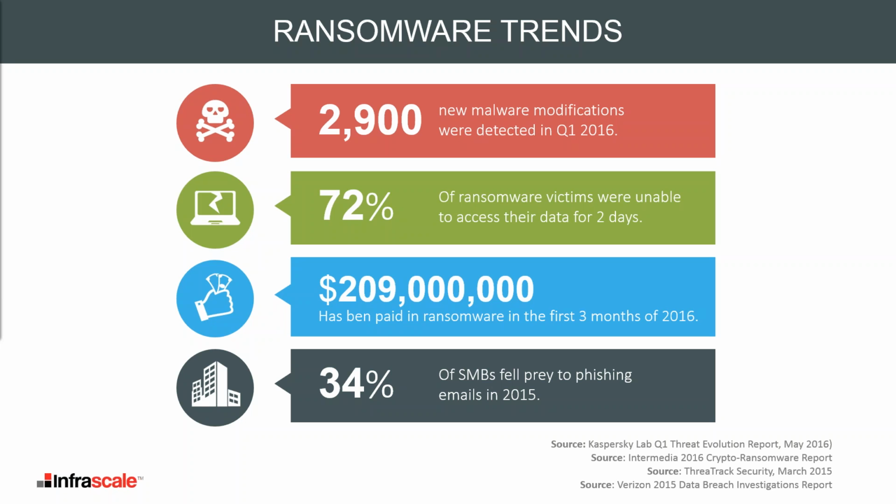So almost 3,000 new malware modifications were reported in the first quarter of 2016. And we can tell that they're getting away with it because of the amount of money paid in ransom. The FBI reported over $200 million has been paid in ransom in just the first 3 months of 2016. And compare that with a total of just $25 million that was paid in all of 2015 last year.